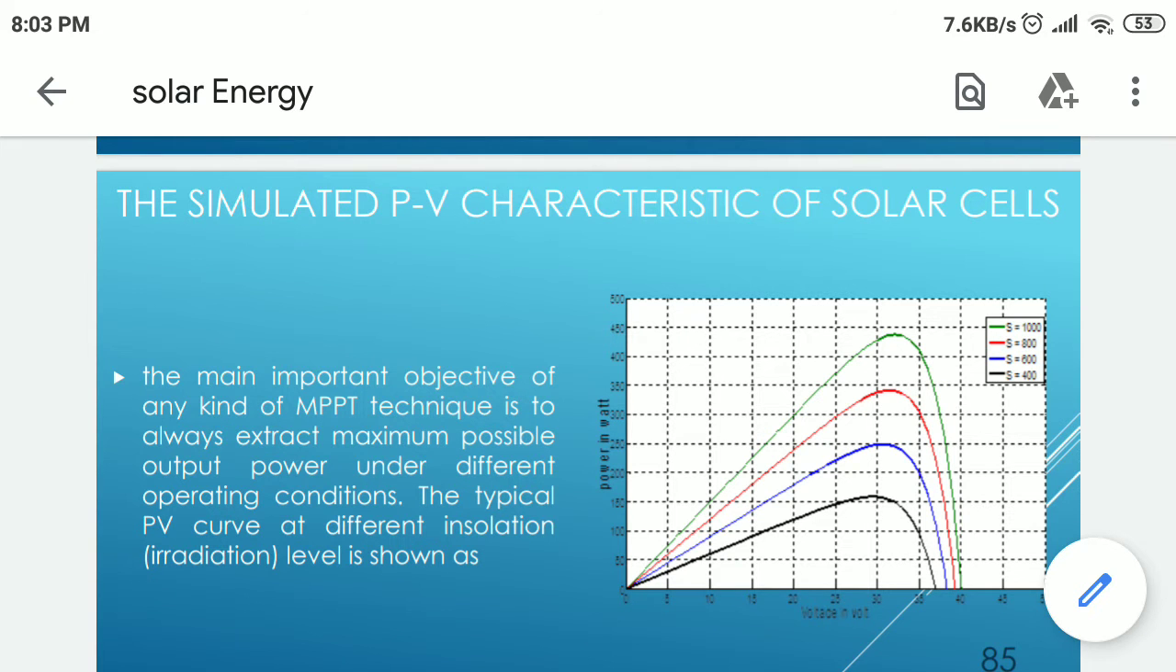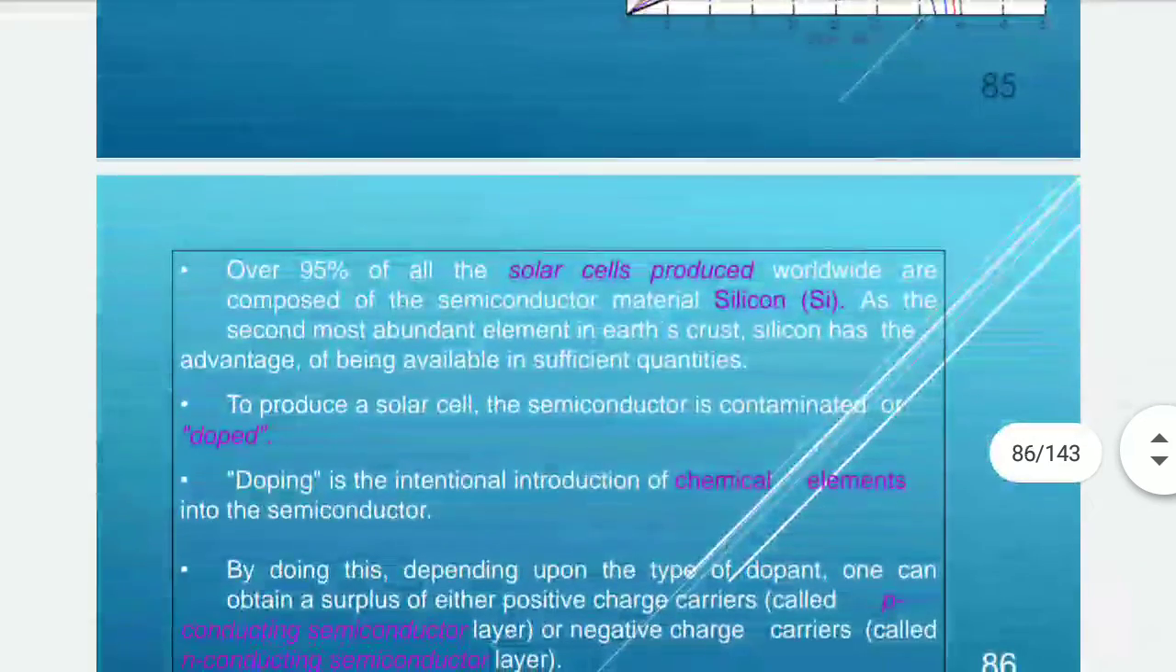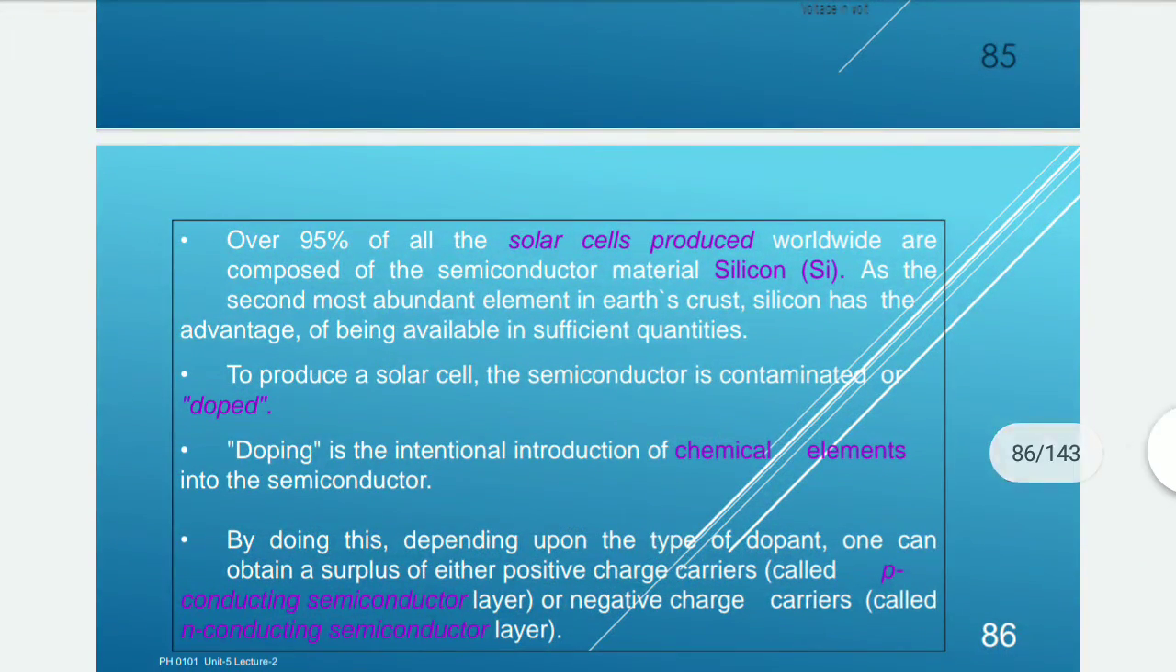Now let us take over 95% of all the solar cells produced worldwide are composed of the semiconductor material silicon. As the second most abundant element on earth, silicon has the advantage of being available in sufficient quantities. To produce a solar cell, the semiconductor is contaminated or doped, because by doping we increase the conductivity.